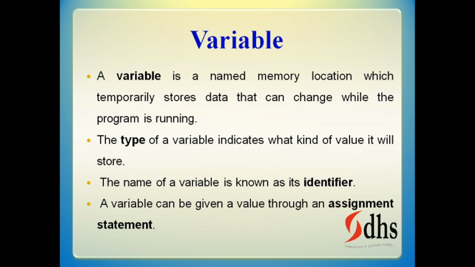A variable is a named memory location which temporarily stores data that can change while the program is running. The type of the variable indicates what kind of value it will store. The type means data types. Sugar and salt are solid things, oil is a liquid form. Like that there are many types in programming also, like integer, string, double. We are going to see these. The name of the variable is known as its identifier, like a, b, c we are declaring, that is the identifier.